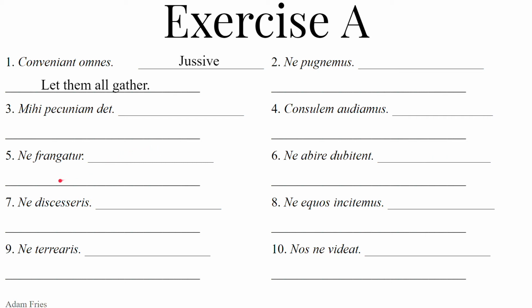Number 7. Ne discesseris. So the negative ne, negating the verb discesseris. It is the perfect stem of discedo, discedere, discessi, discessus, and then eris, second person singular. This is going to be the perfect subjunctive. Could also be the future perfect, but it's not.